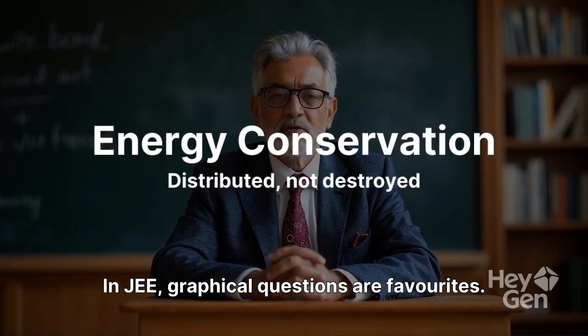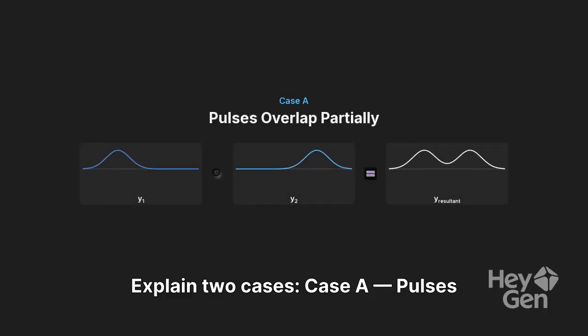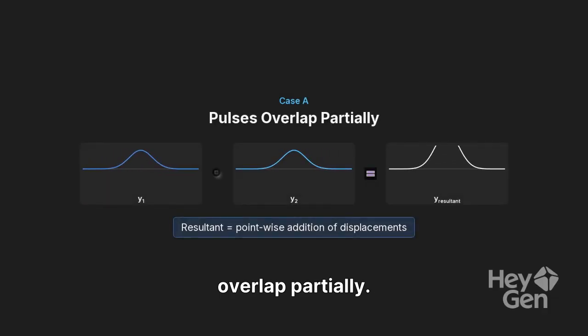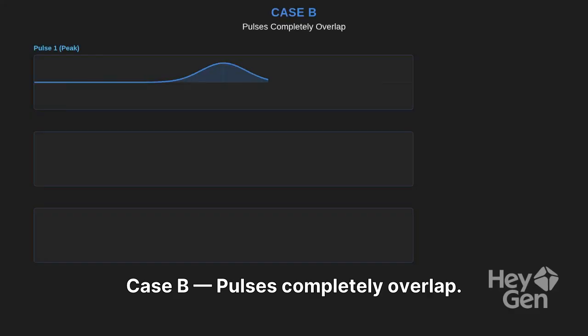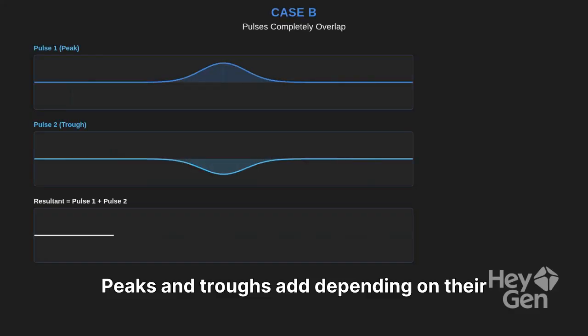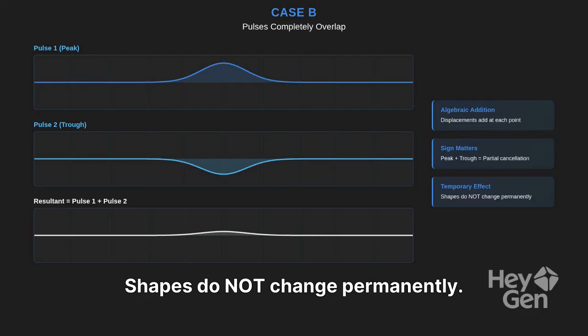In JEE, graphical questions are favorites. Explain two cases. Case A, pulses overlap partially. Resultant equals pointwise addition of displacements. Case B, pulses completely overlap. Peaks and troughs add depending on their signs. Displacements add. Shapes do not change permanently.